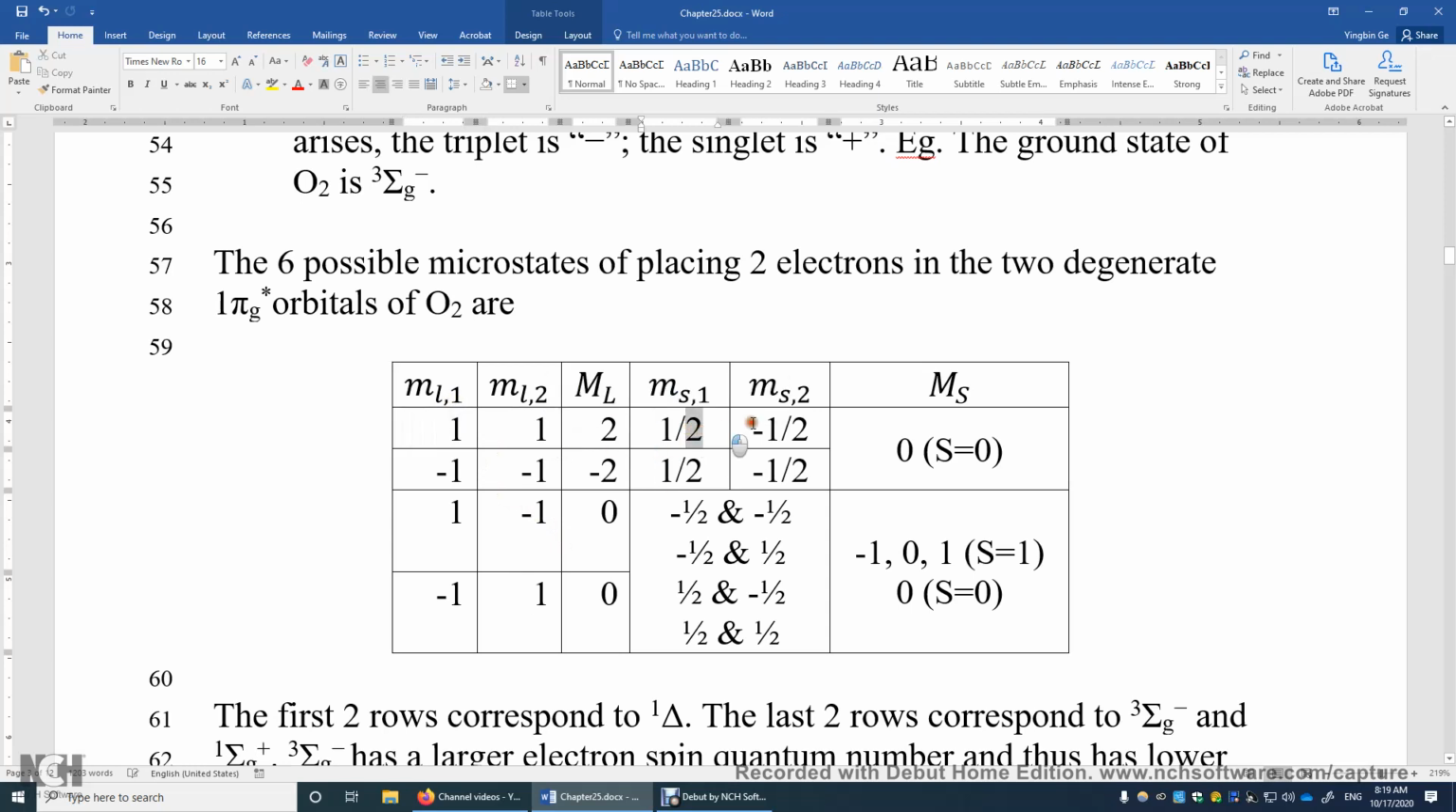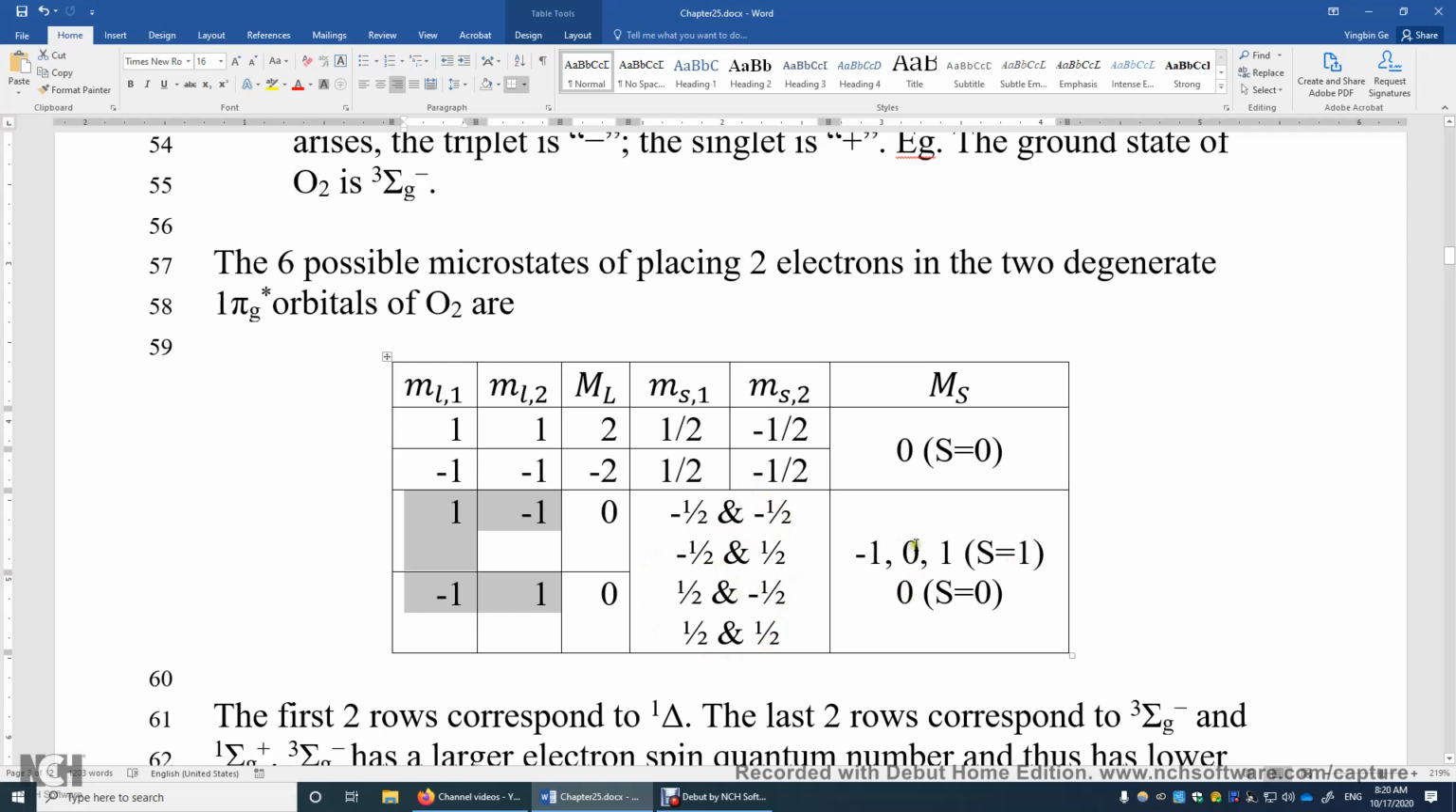Therefore, it has to be 1 alpha and 1 beta. In this case, you also put 2 electrons in the same orbital, so you have to have 1 alpha and 1 beta. In these 2 cases, you are putting the 2 electrons into different pi g star orbitals. So it can be alpha alpha, alpha beta, beta alpha, and beta beta. We do a linear combination of these 4 microstates.